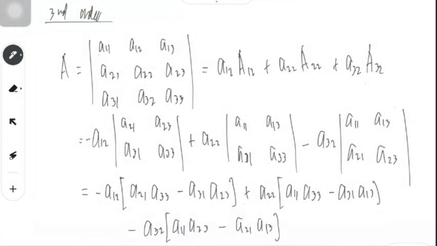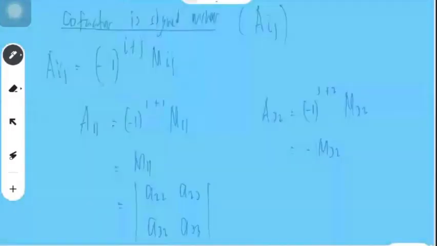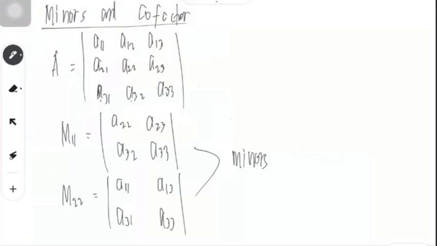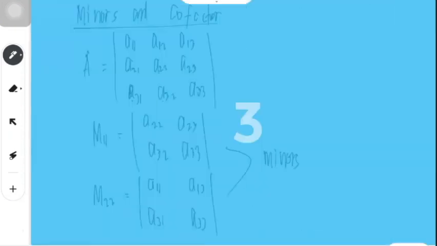Pangalawa, we have negative, negative is positive. That is A12, A31, A23. Tandaan ninyo, positive dapat. A12, A31, A23, this is the second term. Positive. Tama, nag-conform yung sign. Let's continue.